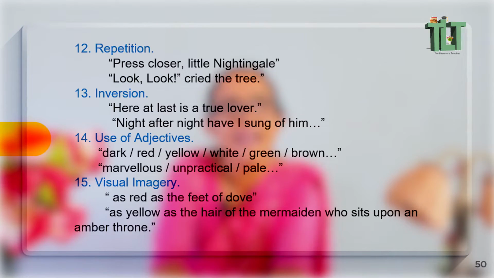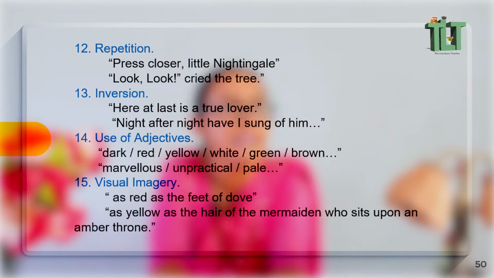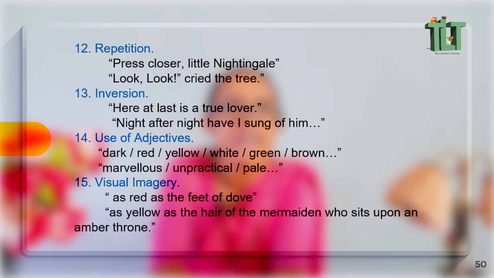Inversion. What do you mean by that, son? Inversion means changing the word order. In the English language there is a particular order in which we write a sentence. But writers and poets can change that order, unlike us. Okay? Here at last is a true lover. So how should it normally be formed? Here is a true lover at last. Right? Night after night have I sung of him. I have sung of him night after night. So the writer has changed the word order in order to highlight the meaning. That is called inversion, right?